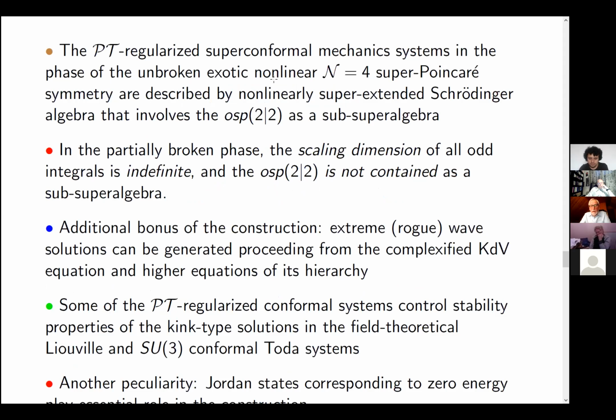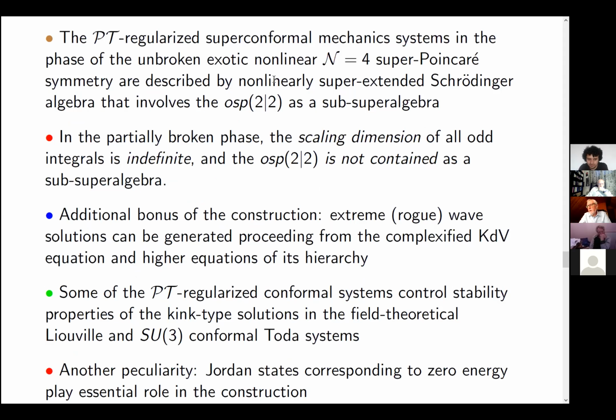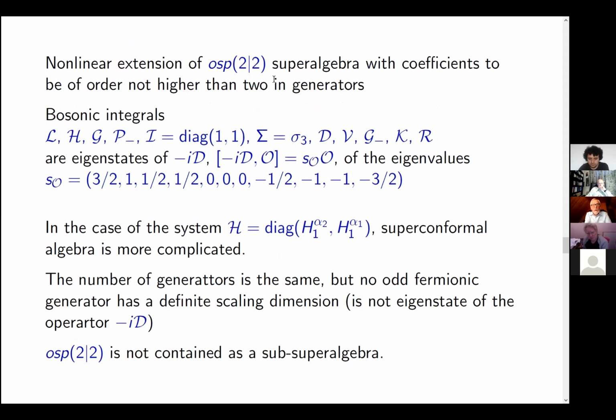But it turns out that in the case, if you consider another demonstrated superextended model, the structure of supersymmetry will be much more complicated. In that case, it turns out that no fermionic integrals are eigenstates in the sense of the dilatation operator, and the OSP(2|2) superconformal algebra is not contained in that case as a sub-superalgebra in the corresponding nonlinearly extended conformal superalgebra.